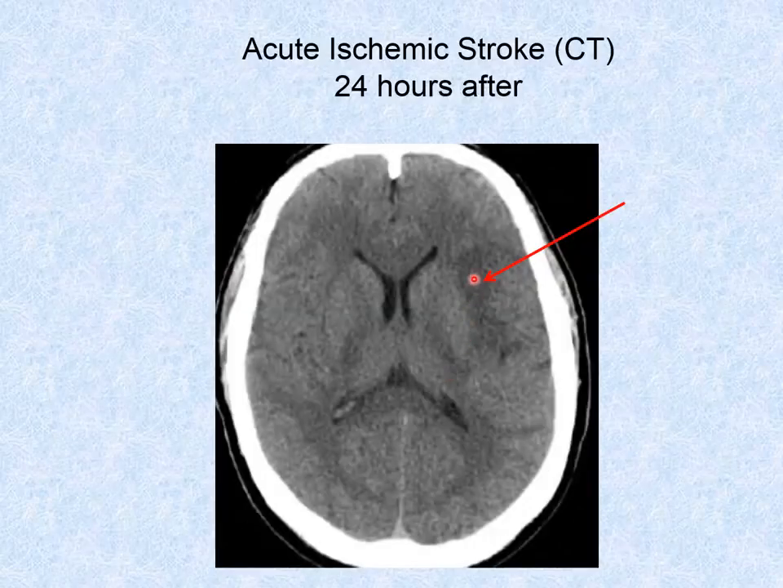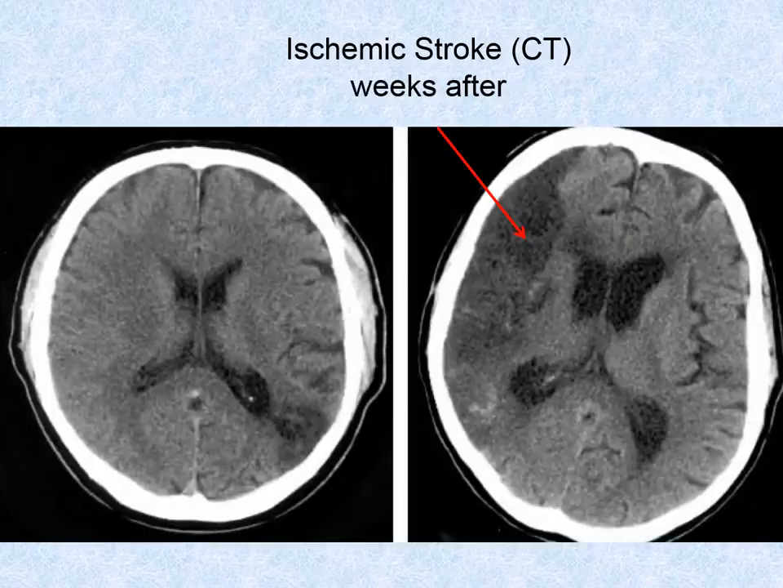Here's an acute ischemic stroke on a CT, and we see an altered density in the area of that acute ischemic stroke 24 hours after the stroke. If we look much later, we'll see much greater loss of tissue around a stroke, another ischemic stroke represented here. We see the lateral ventricles in these regions.